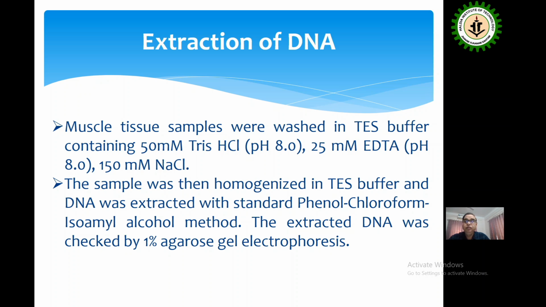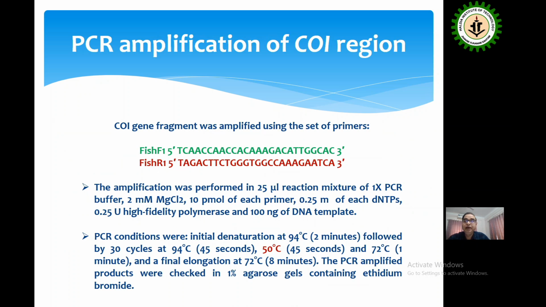We took the sample and used a lysis buffer for extraction. Then we did the standardized phenol chloroform isoamyl alcohol method for DNA isolation. Just to give an idea, I used this forward primer and reverse primer shown in green and red color, and we performed normal PCR. I have mentioned the annealing temperature in red color.